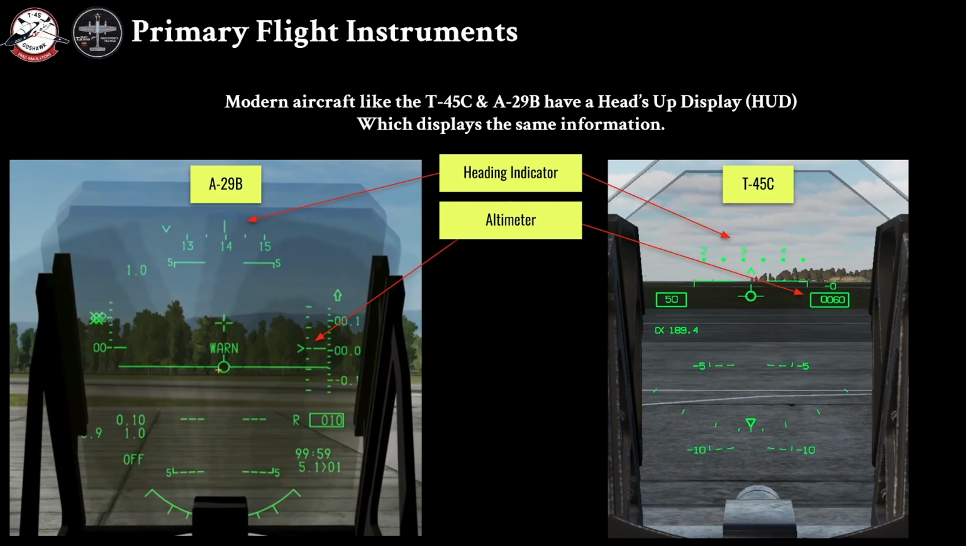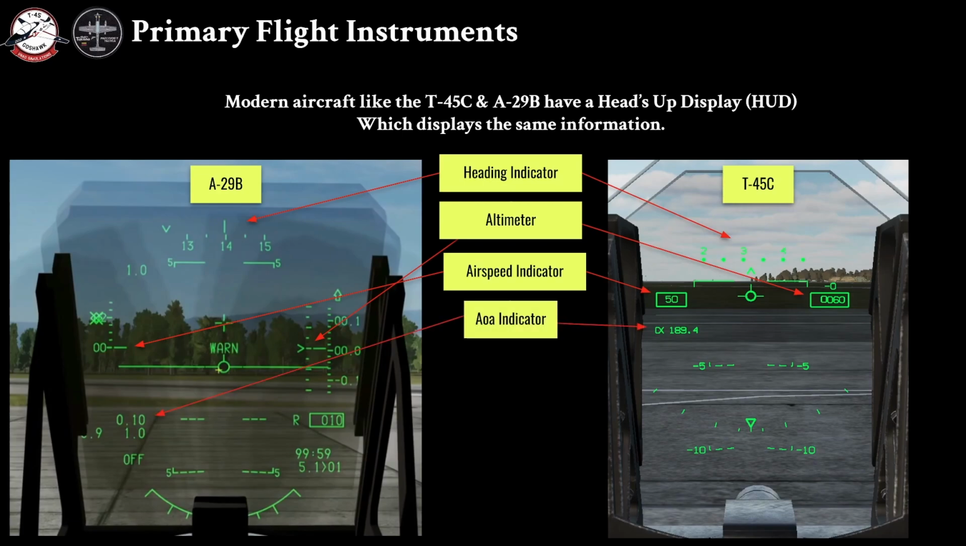But it's showing the same information as your altimeter. Okay. Airspeed indicator, which is your airspeed right there on the left-hand side, which will show it in either knots or meters depending on the aircraft. AOA indicator, okay, which is showing the current angle of attack of the aircraft.